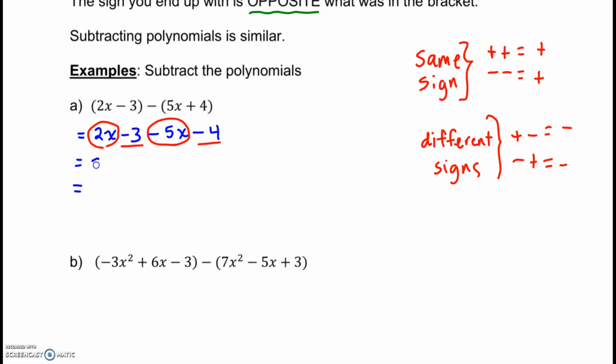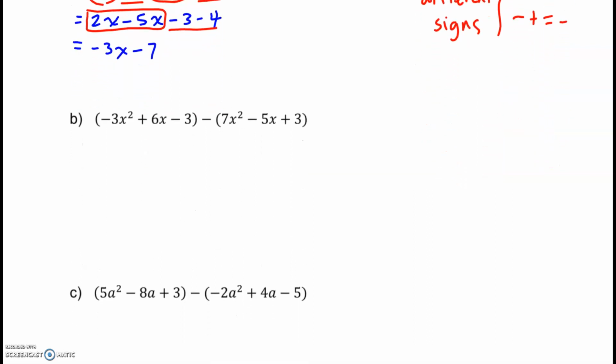So I have 2x minus 5x minus 3 minus 4. So there's my organizing line, and now I am going to solve. So we know we need the answer to 2x minus 5x and the answer to -3 subtract 4. So 2 minus 5 is a -3x, and -3 minus 4 is a -7. And we're done. Okay, let's try the next one.